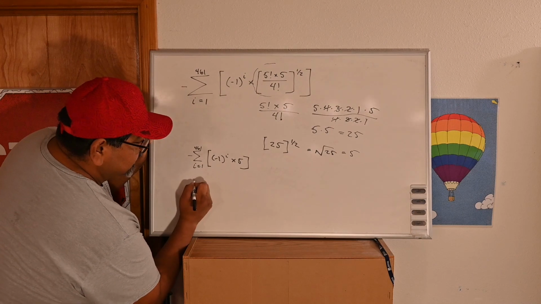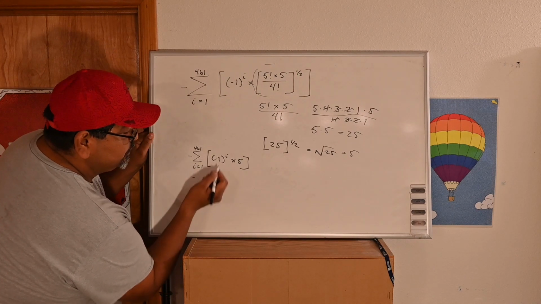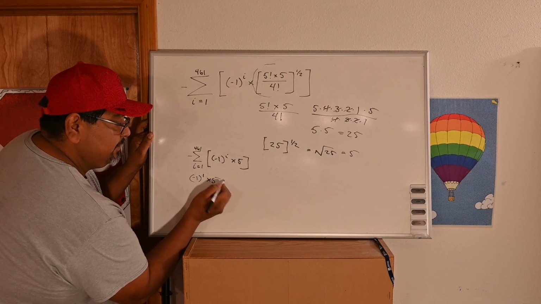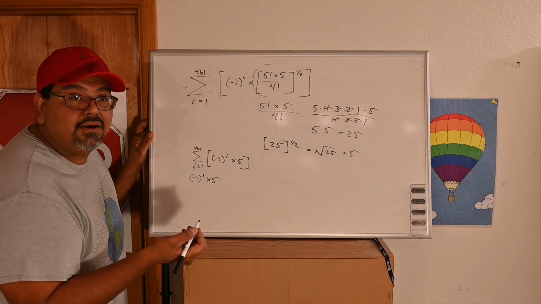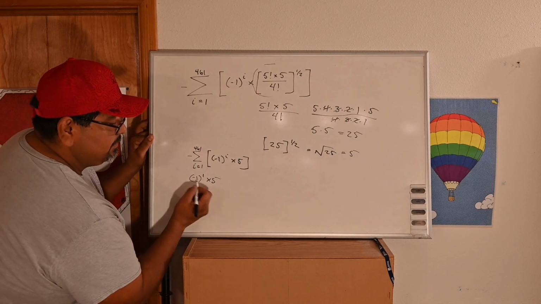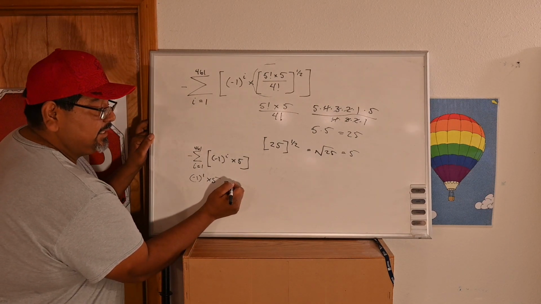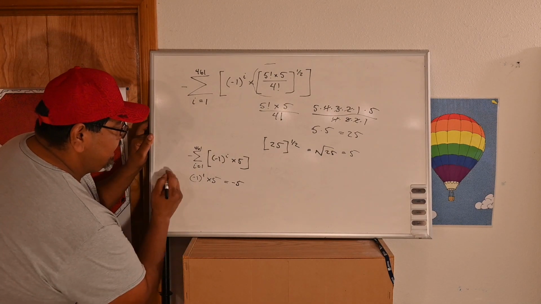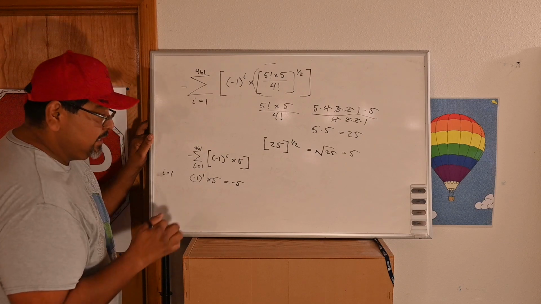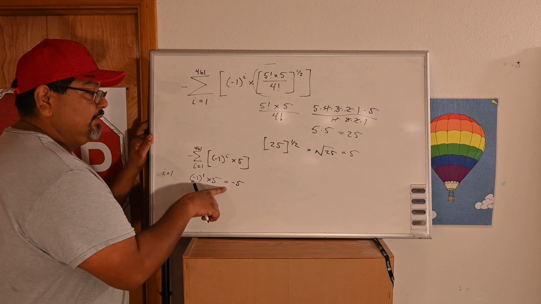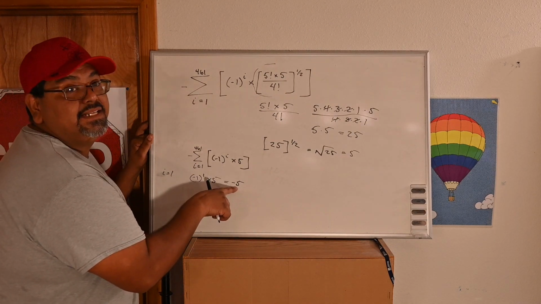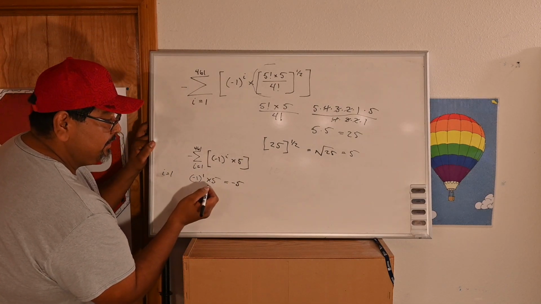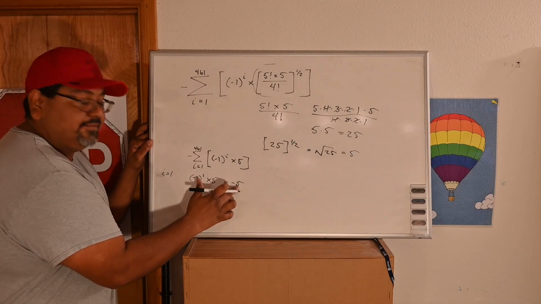Let's do i equals 1. Negative 1 to the 1 power times 5. Well, minus 1 to the 1 power is just going to be minus 1. Minus 1 times positive 5 is going to be minus 5. So when i equals 1, the answer to this is going to be negative 5.